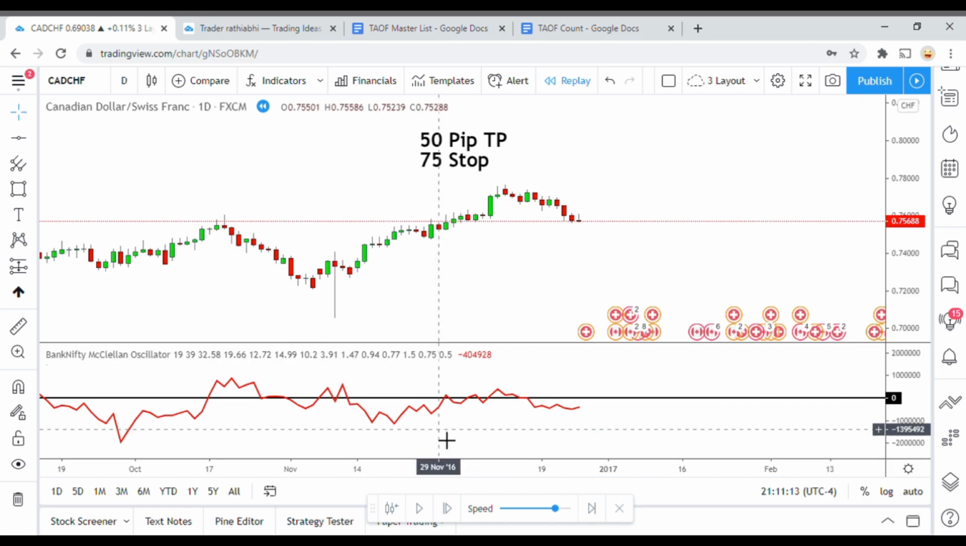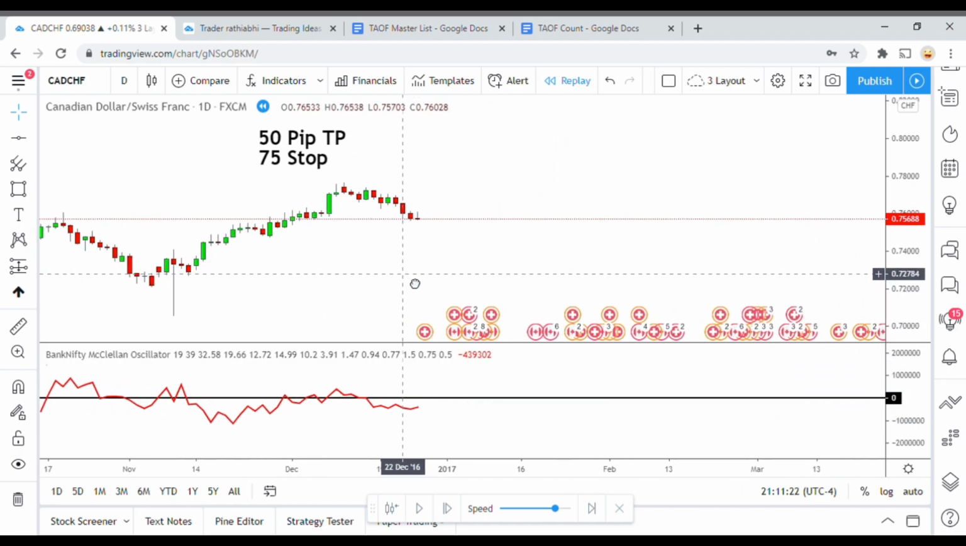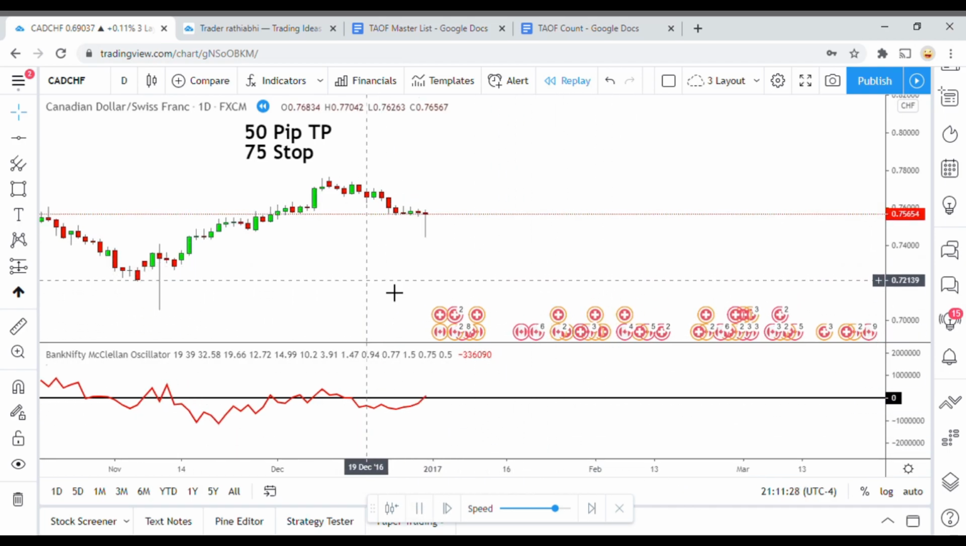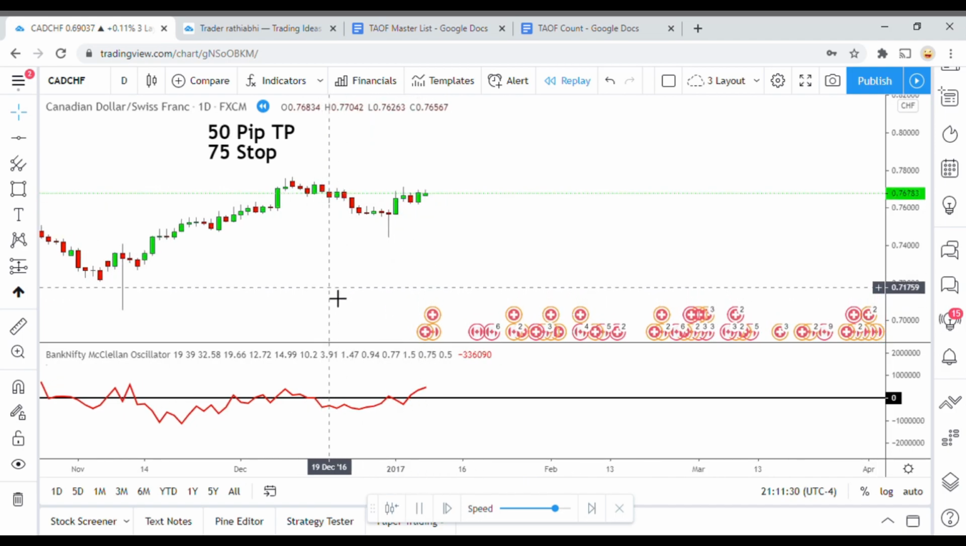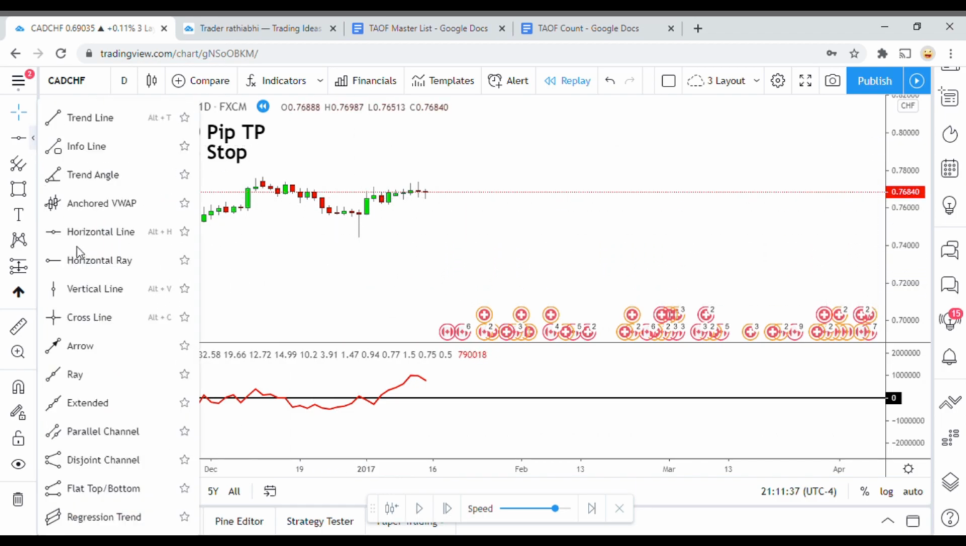And so the concept is pretty easy. When the line, the BankNifty oscillator, goes above the zero, that is a signal to go long. When it goes below the zero, that is a signal to go short. And that is how we will be putting it to the test today. So let's get on with it here and see what we can get out of this thing.